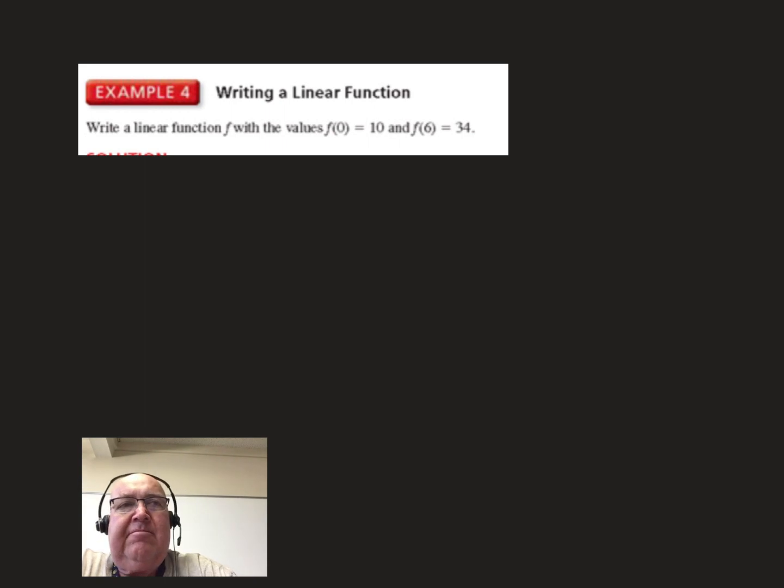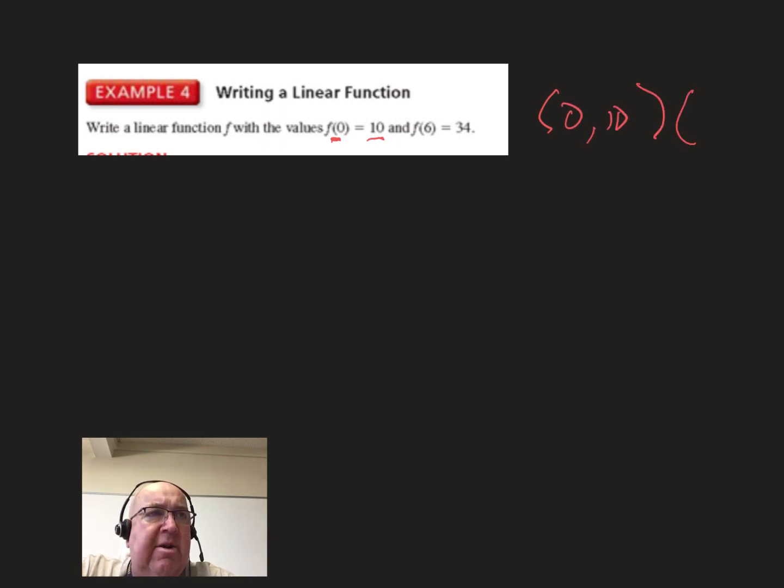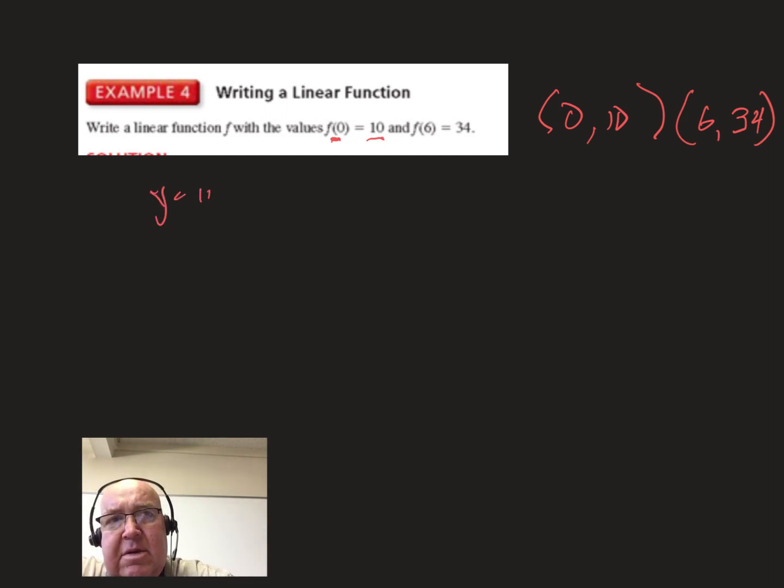Lastly, we're given this in function notation. So in function notation, the input is your x value, the output is your y value. So our 2 points are 0 and 10, and our other point is 6 and 34. So we know that our y-intercept is 10 now, and we need to find our value for m.